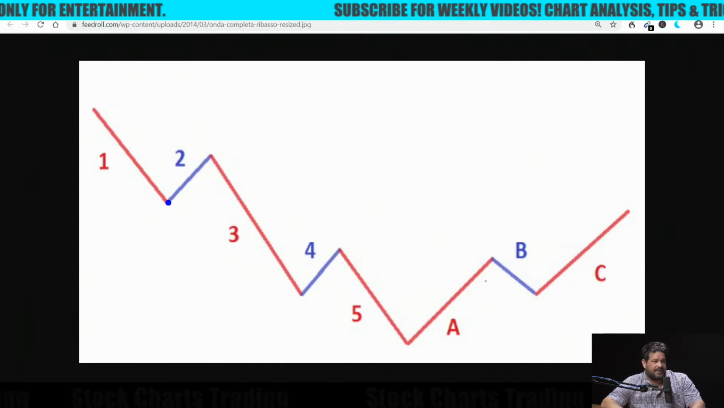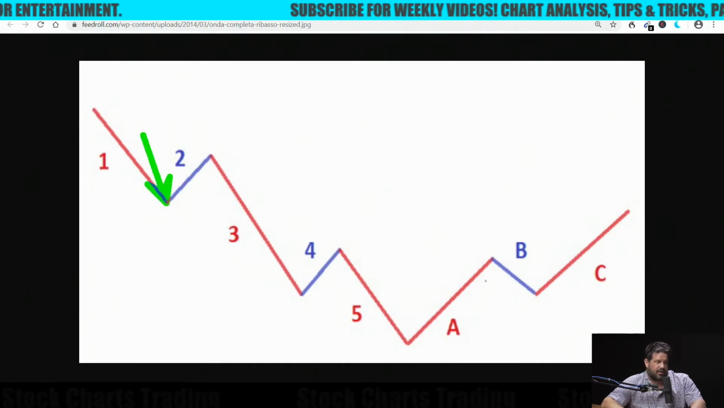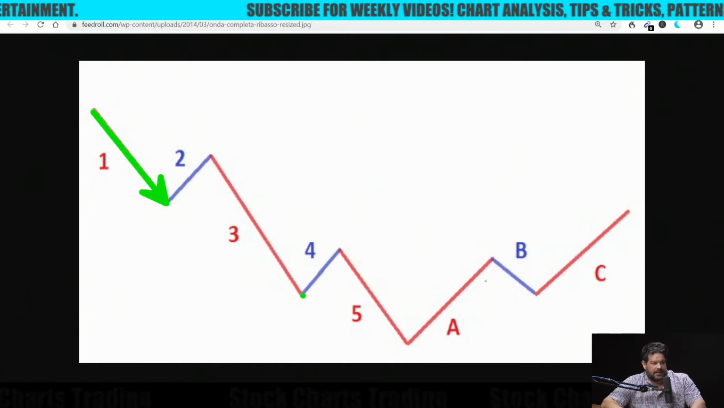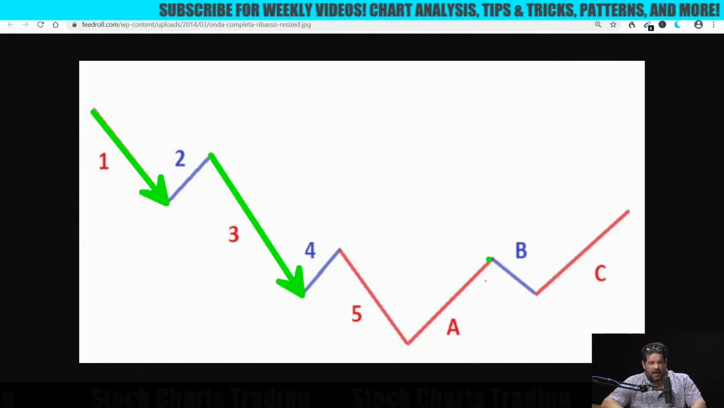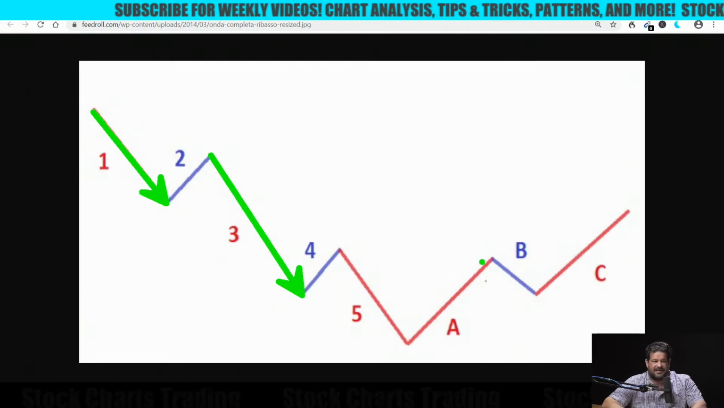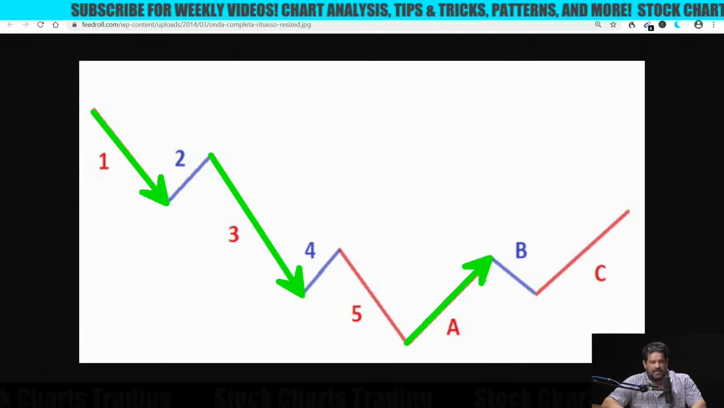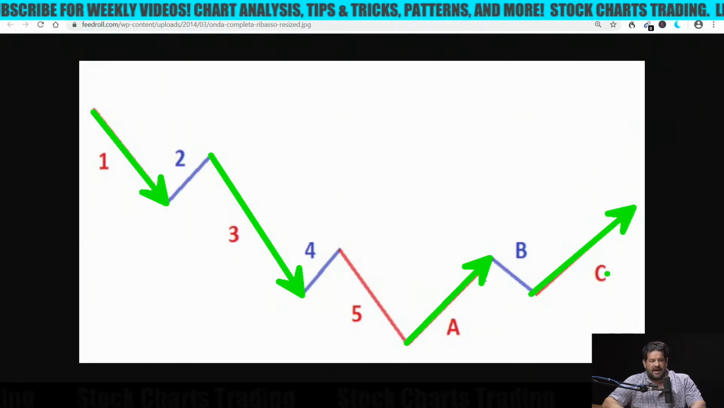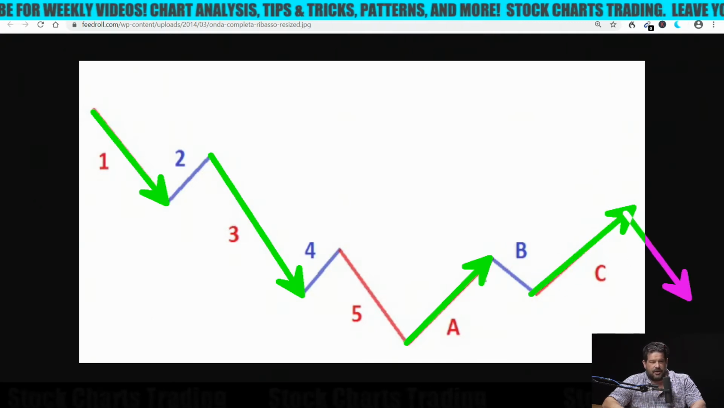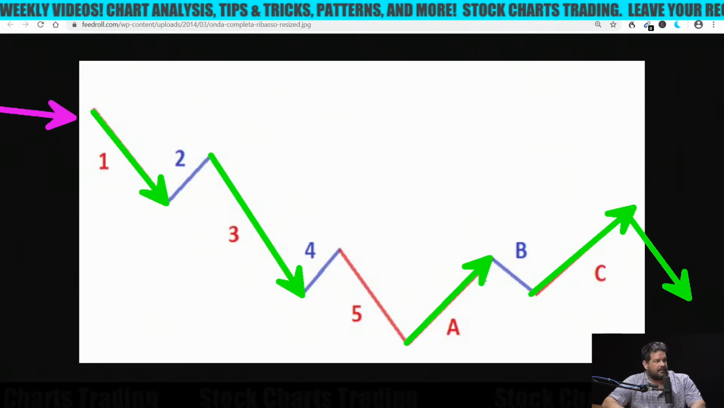So what I do now is I only take the impulse legs. I take leg 1, I take leg 3. Sometimes I don't even take leg 5. I'm looking for leg 5 to get into leg A, and then also maybe leg C. And what happens after leg C is then it goes down, which makes back leg 1.